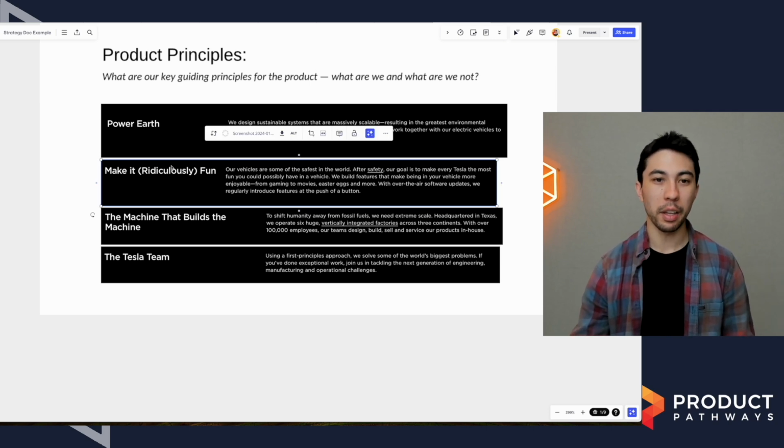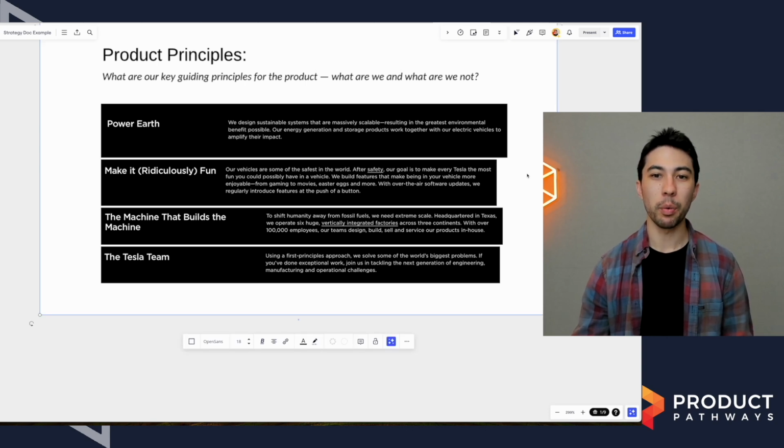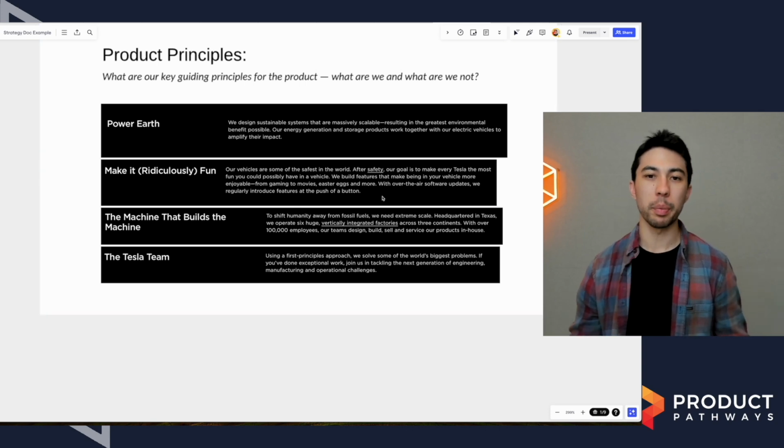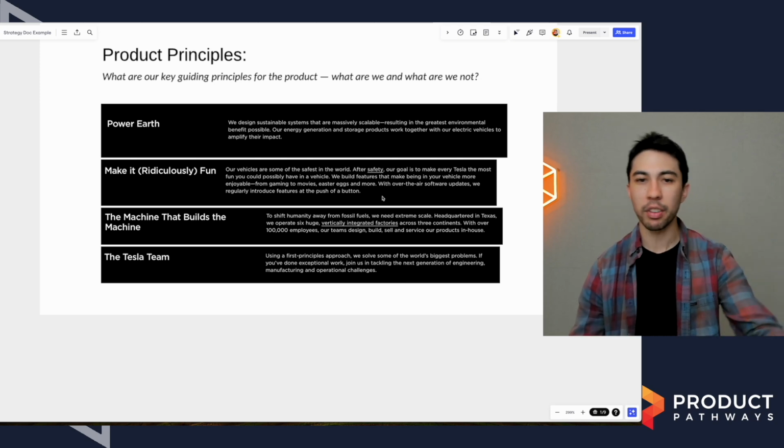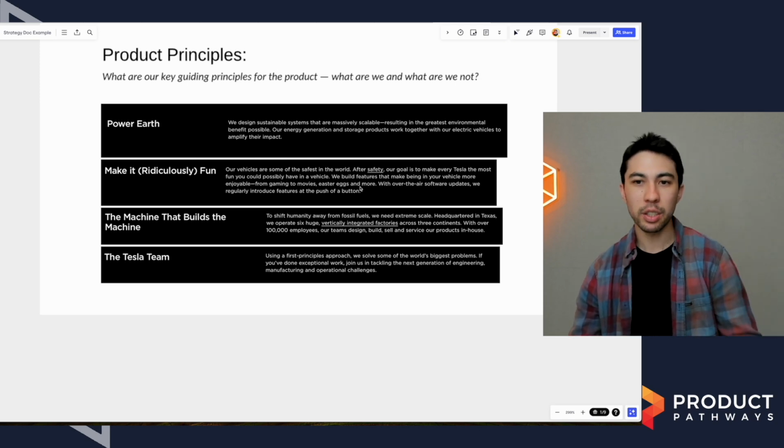Like this one in particular, make it ridiculously fun. Whilst safety is their goal, they want the vehicle to be fun. They want it to be enjoyable. They want it to be different. They wanted to have things like gaming and movies and little Easter eggs and more.